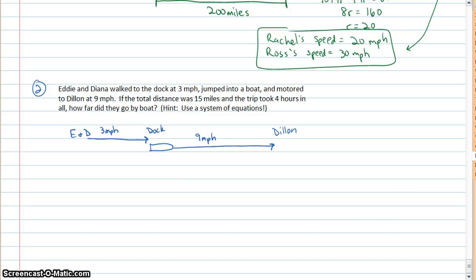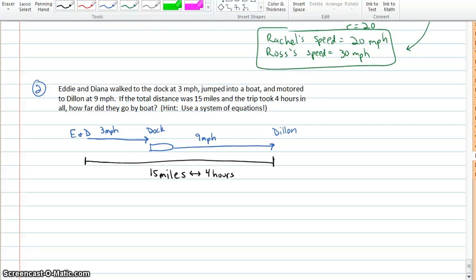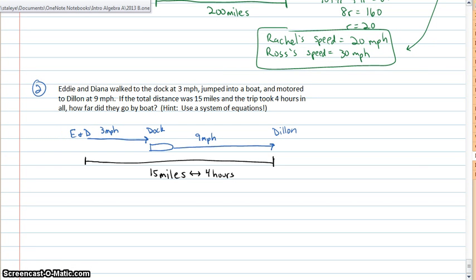So from where they started to where they ended is 15 miles. And the trip took 4 hours. So this 15 miles took 4 hours. How far did they go by boat? And it says, hint, use a system of equations. Let's think about what are the things that we don't know, and what is it asking us to know? It's asking us, how far did they go by boat?